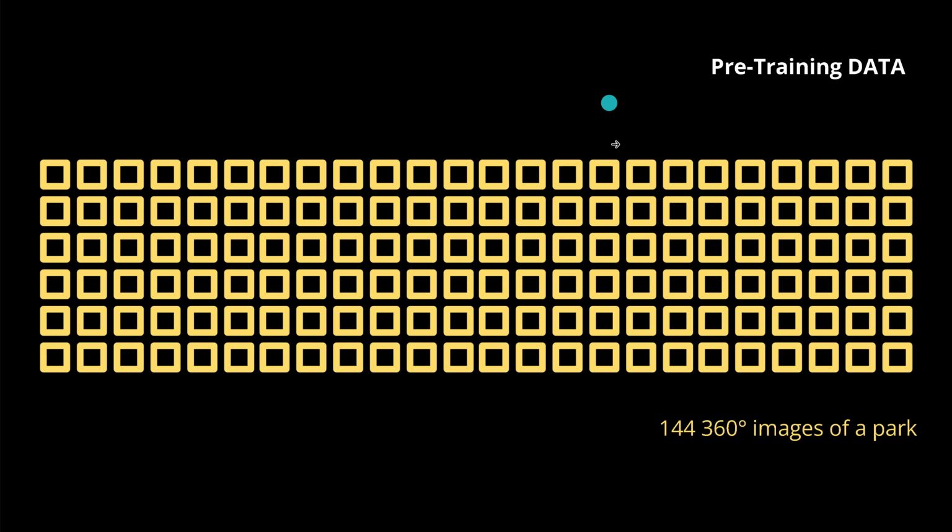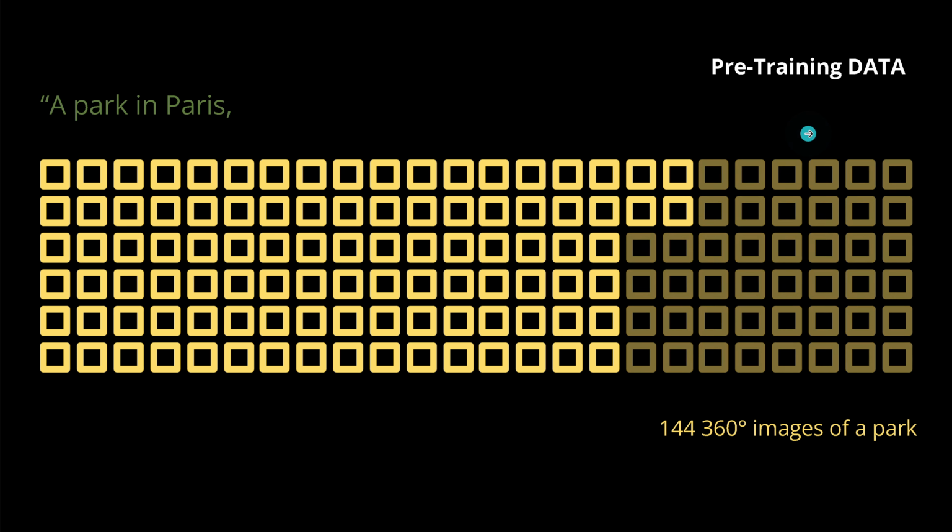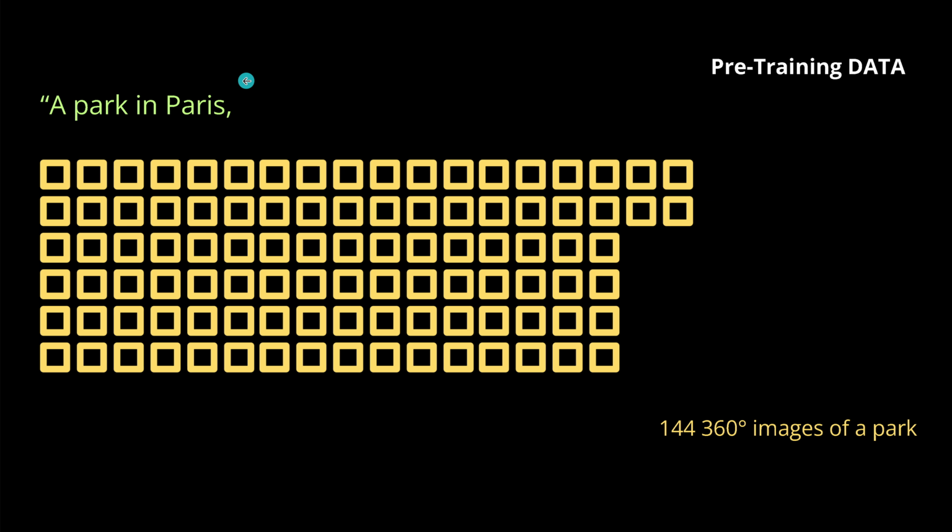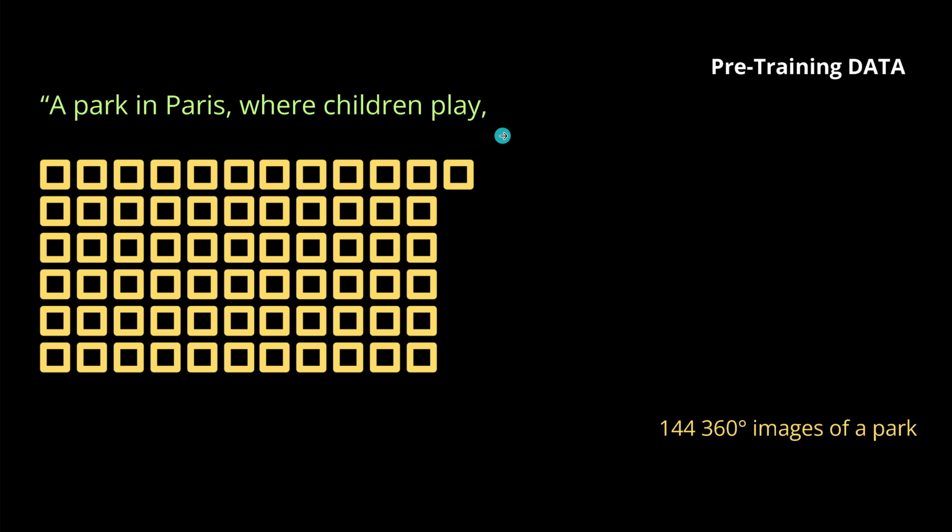So imagine we have 144 images, our now 360-degree images of a particular place. Let's say it's a park in a city. And then we start. So I say, hey, a park in Paris. And now the AI exactly knows, okay, those are my images of a park in Paris because I have the metadata, I have here the verbal description. Then I go on and say, where children play.